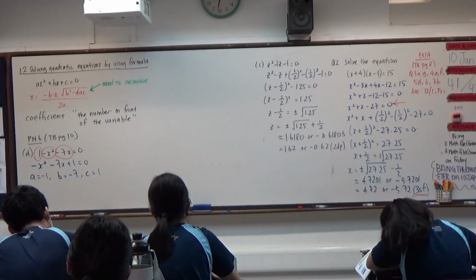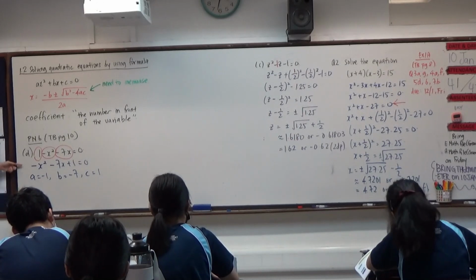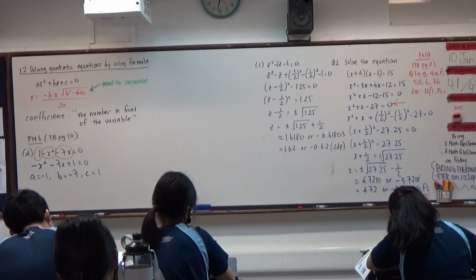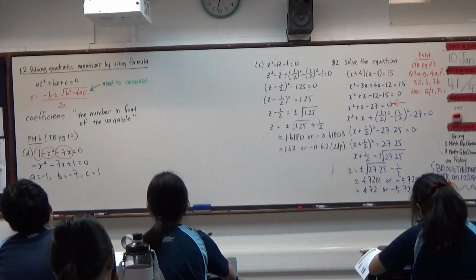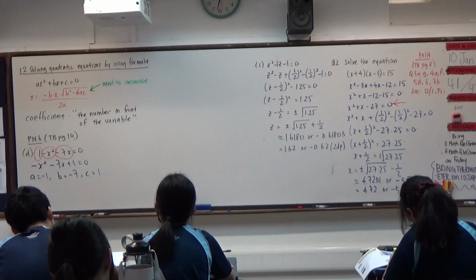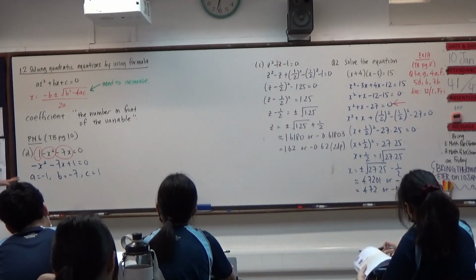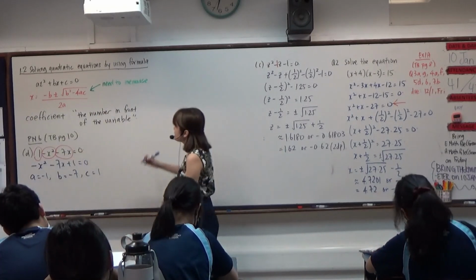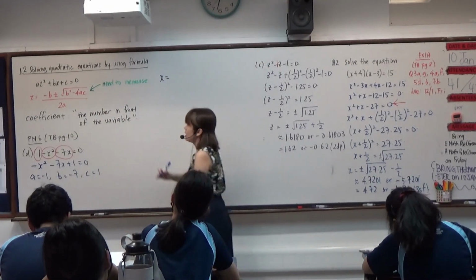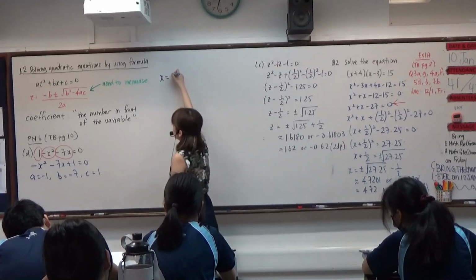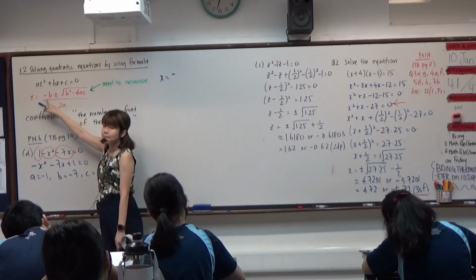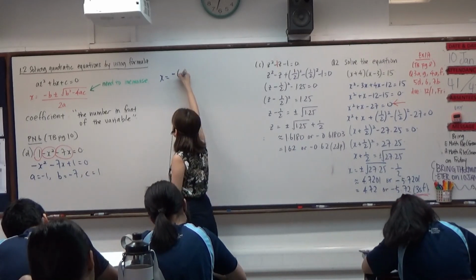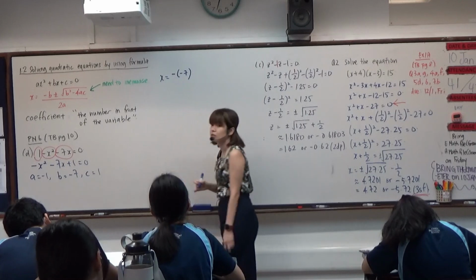Okay? For starters, you may want to have this habit of rearranging and then writing down your a, b, and c. As we get ourselves very familiar with this method, you will realize you don't really need this anymore. Okay? So now using the formula, x is going to be equals to negative b, but our b is negative 7. So it should be negative 7.